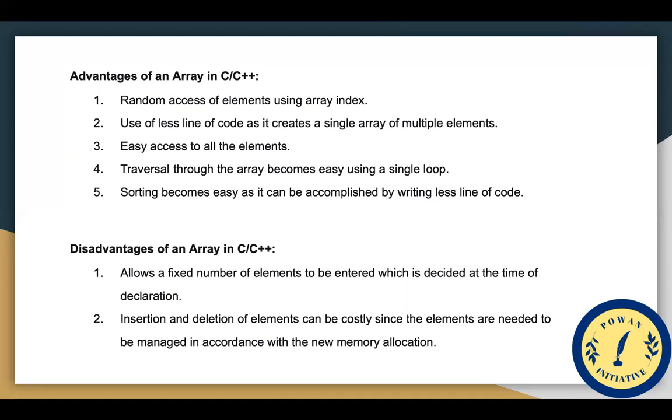Now, the advantages of an array are that it randomly accesses the elements using an array index, as we have used during searching and during deletion, when we randomly access various locations for any operation. It also uses fewer lines of code to create a single array of multiple elements. Yeah, this is another truth: an array is holding as many possible elements as required by the user.